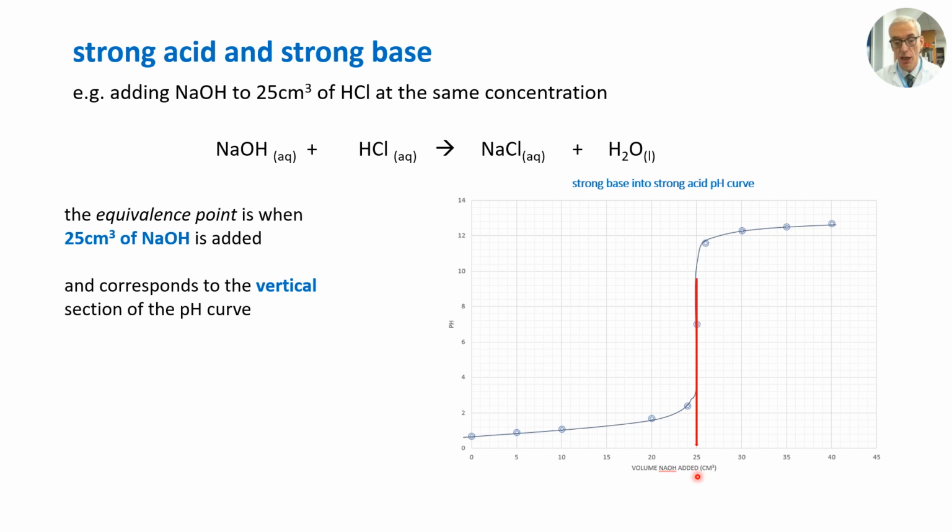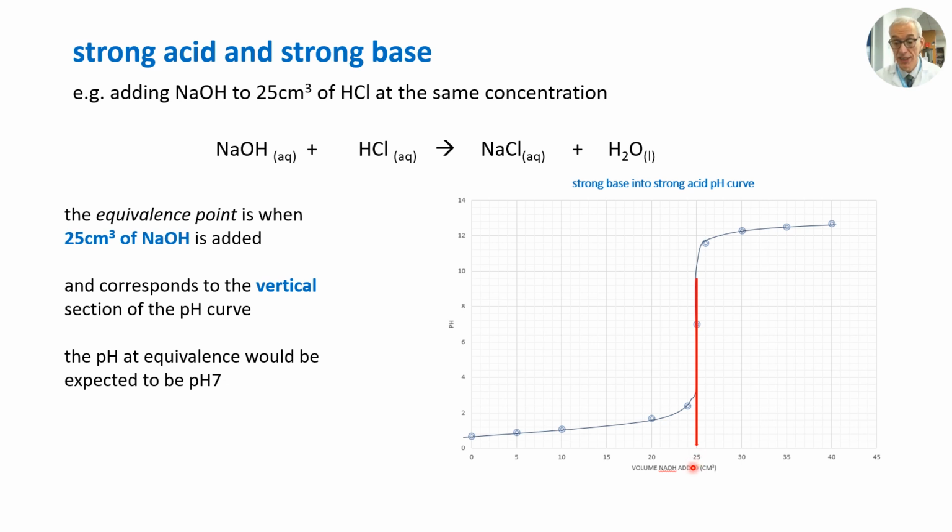So we can determine the volume at which equivalence is achieved by locating the vertical section of the pH change curve and reading off the volume of sodium hydroxide added in this case. Now the pH at equivalence would be expected to be pH 7. Now you may or may not realize that that is not necessarily the case.